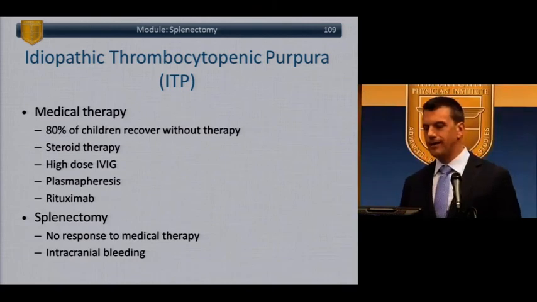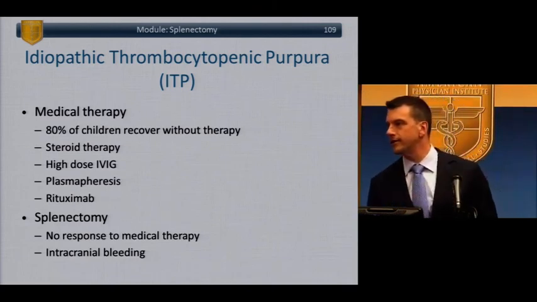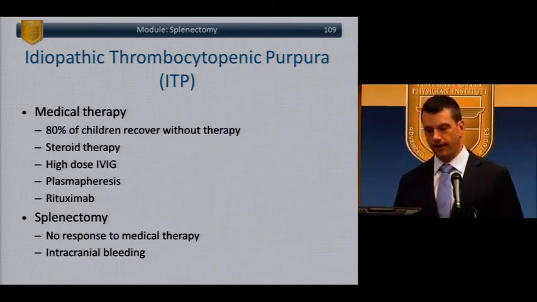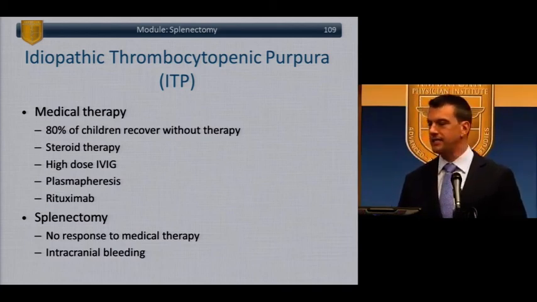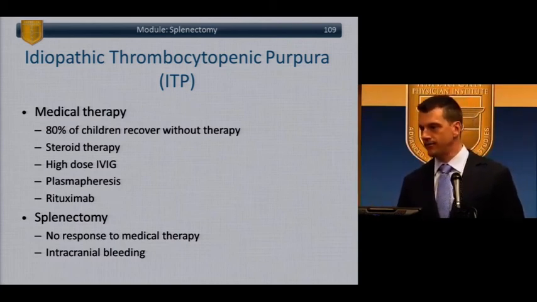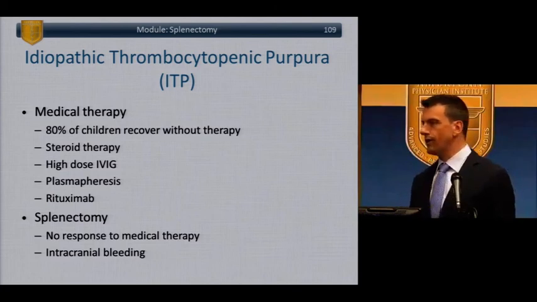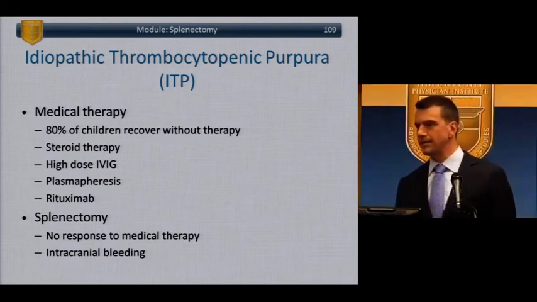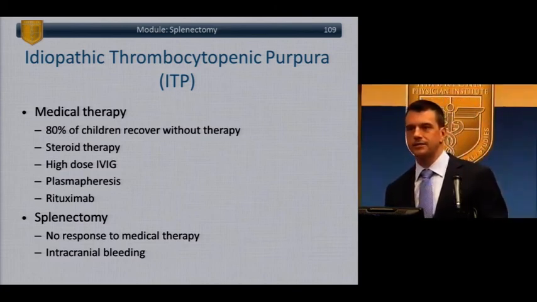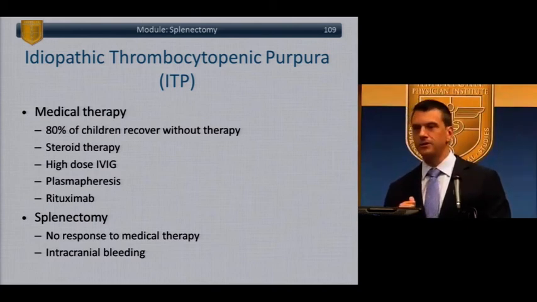So for medical therapy, 80% of children will recover on their own from ITP with nothing. Steroid therapy is helpful. High-dose IVIG, plasmapheresis, and rituximab are all options now for treating ITP. So basically, no response to medical therapy or intracranial bleeding due to low platelets would be an indication to proceed to splenectomy. So life-threatening hemorrhage due to the low platelets, or no response to all these medical therapies.